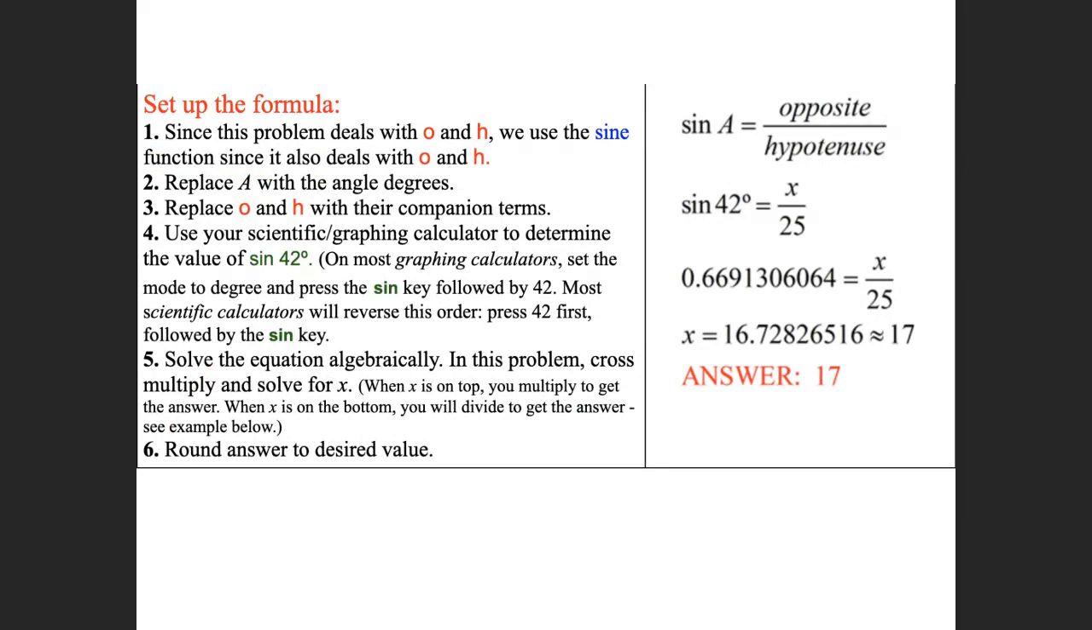The sine of 42 is 0.6691306. You don't have to carry out all these, but try to carry at least 4 decimal points, or else your answer is going to really come up wrong. And then I would just cross multiply. Just multiply 0.6691306 times 25. So x is approximately 16.72, or approximately 17 for my answer.